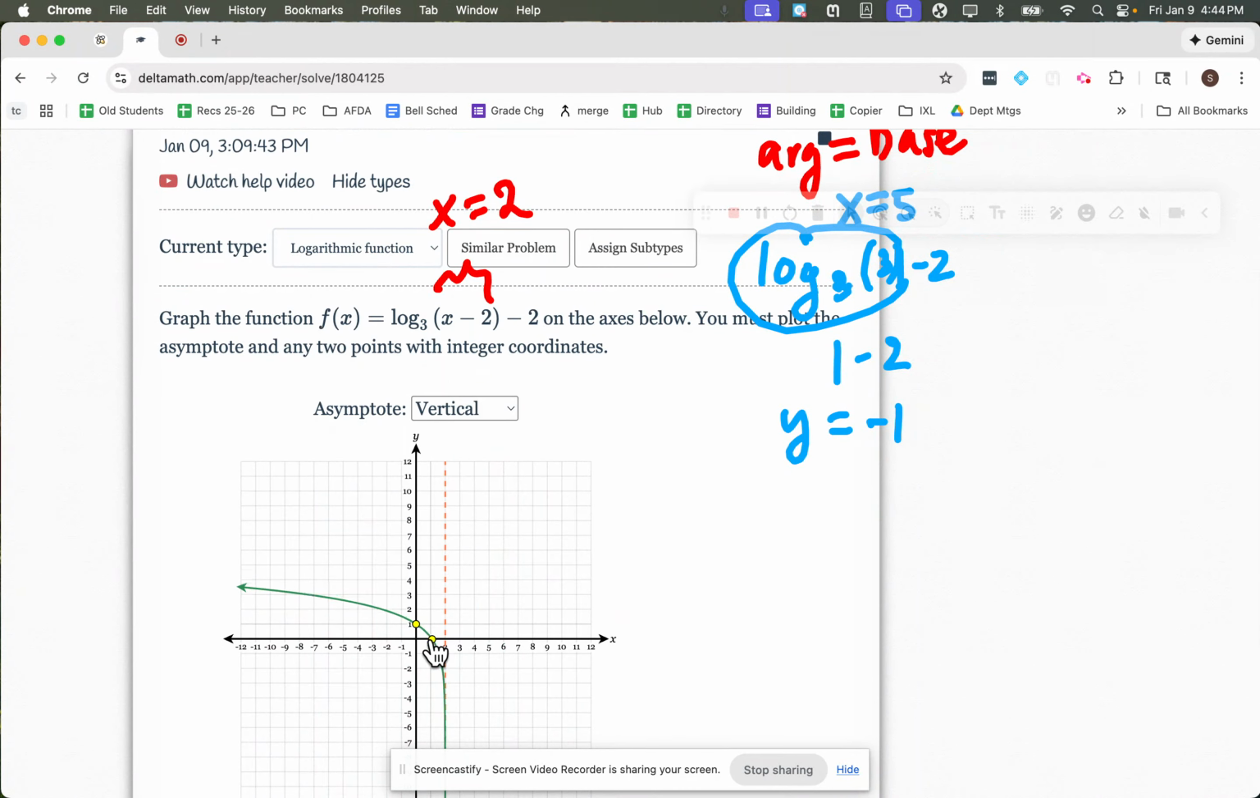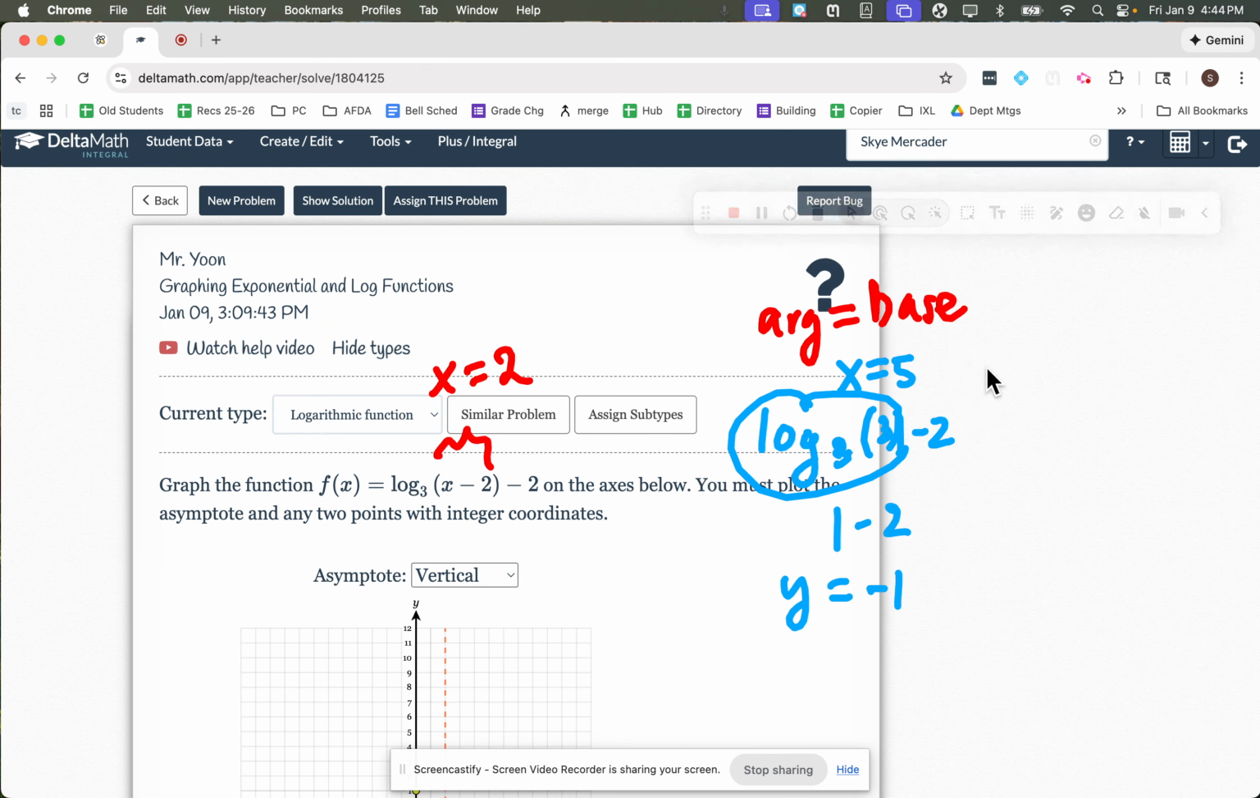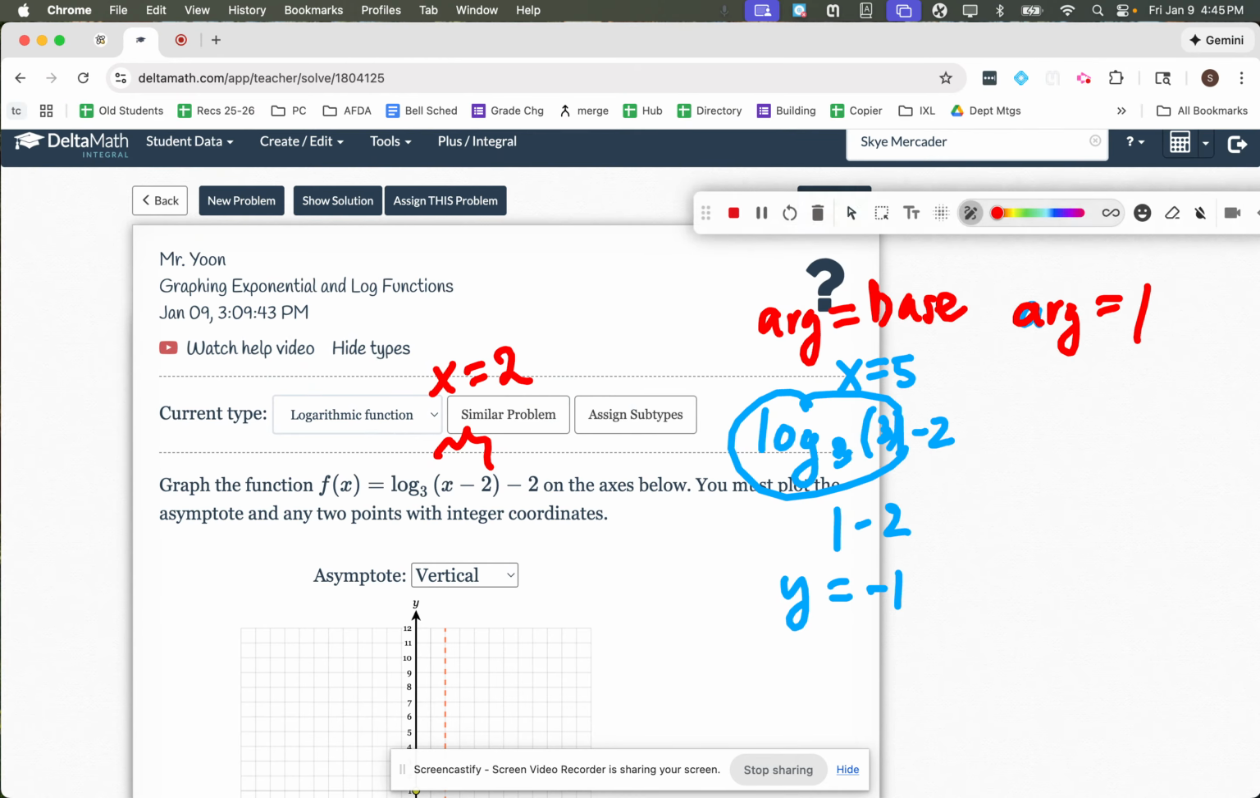So we got 5, -1. All right. Okay, our next trick we're going to play is we're going to make the argument equal 1. Okay, that has an analog in the exponent world, but you'll see why we want to play that trick.